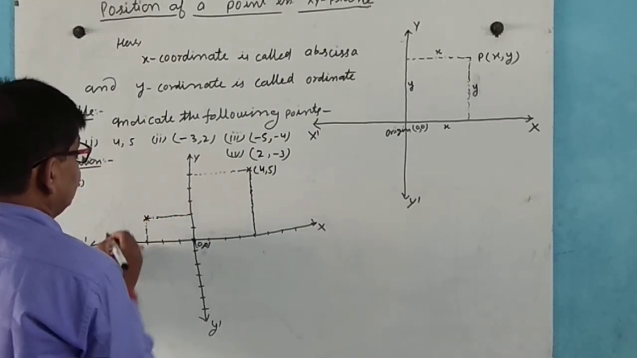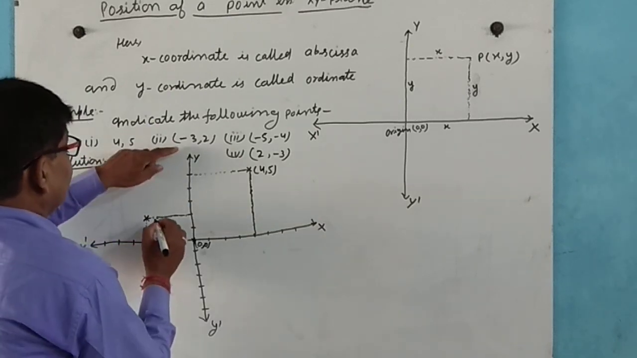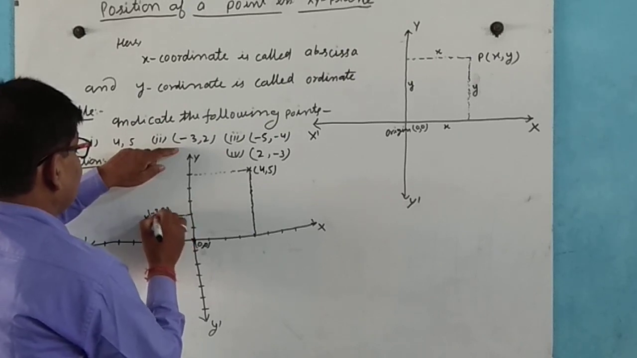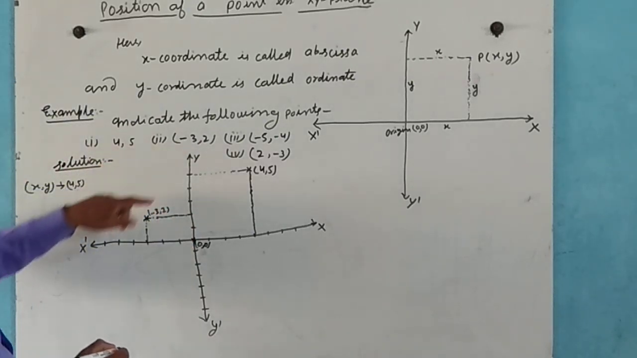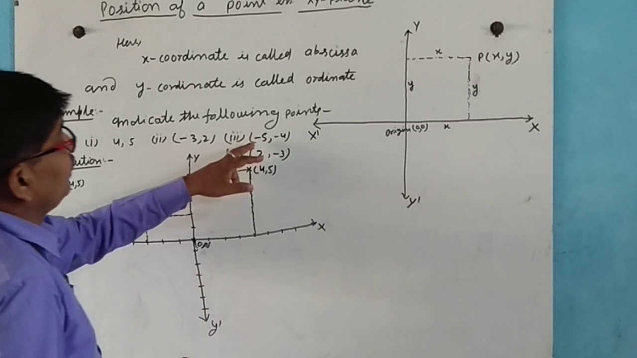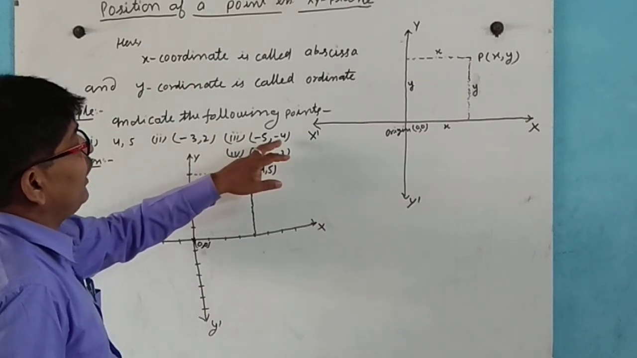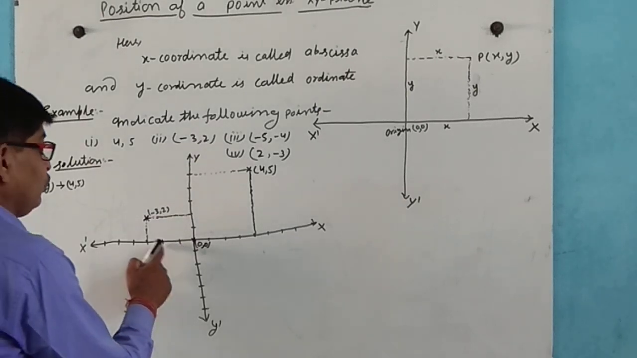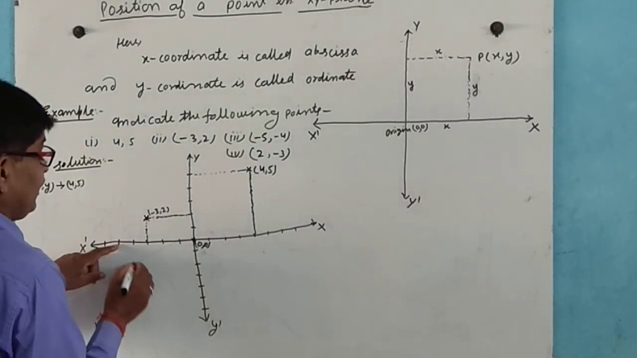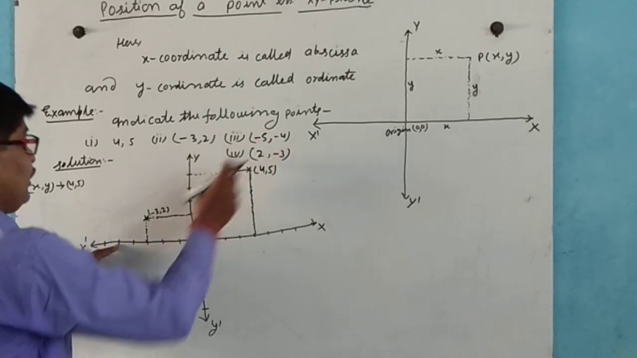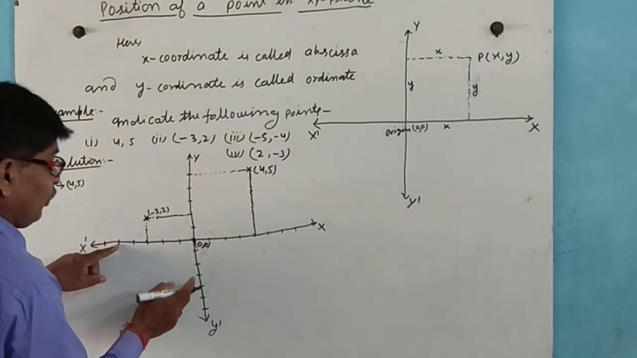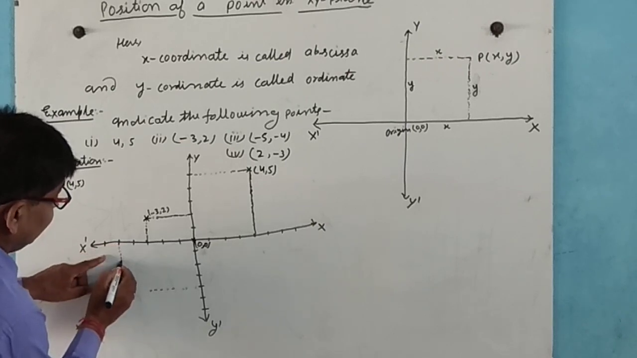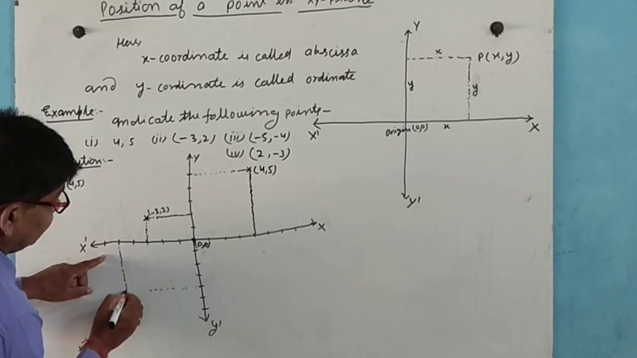This point is minus 3 and 2. Now the third point, minus 5 and minus 4. Here minus 5: 1, 2, 3, 4, 5. And again minus 4: 1, 2, 3, 4, in the downward direction.